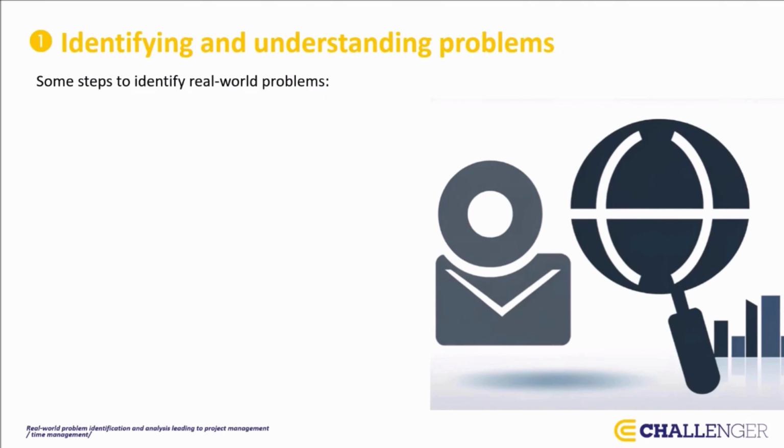Identifying and understanding real-world problems involves a systematic approach of observation, analysis, and critical thinking. Here are some steps you can take to identify real-world problems. First, you have to observe your environment. So you have to pay close attention to your surroundings, whether it's your workplace, community, or industry. You also have to listen to stakeholders, so your employees, suppliers, and community members. You have to listen to their feedback, concerns, and suggestions for areas that need attention or improvement.